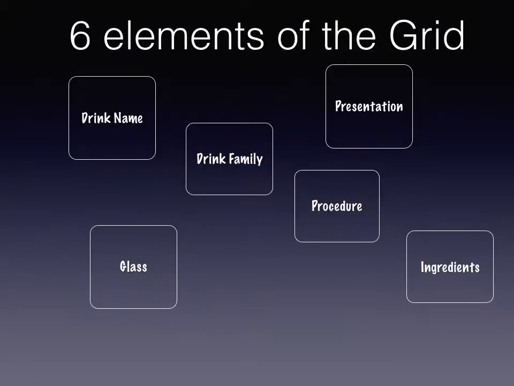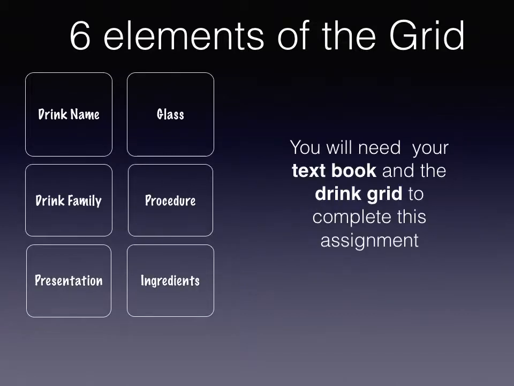On the grid, there are 6 key elements that we want to capture. Specifically, the drink name, the glass, the drink family, the procedure to make the drink, the presentation of the drink, meaning how the customer would like it served to them, and then of course the ingredients with their specific measurements.